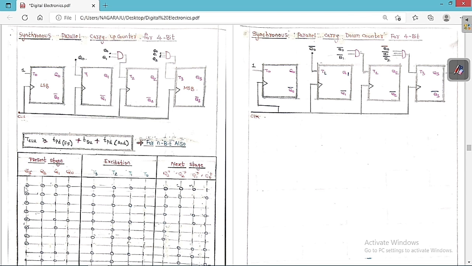So the present state is 0, the next state is 1. Again take 1 here, the next state is 2. Again 2 here, the next state is 3. Again 3 here, next state is 4. Again 4 here, next state is 5. Again 5, and like this you have to continue.